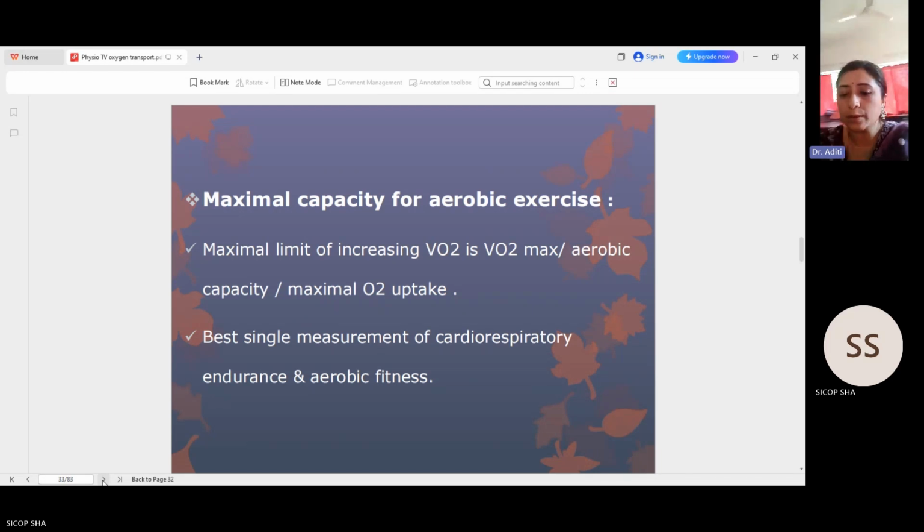Now let's talk about the maximal capacity of aerobic exercises. The gold standard that is used to measure the maximal capacity of aerobic exercise is VO2 max. The maximal limit of increasing VO2 is VO2 max, also called the maximal oxygen uptake, and it is the best single measurement of cardiorespiratory endurance and aerobic fitness.